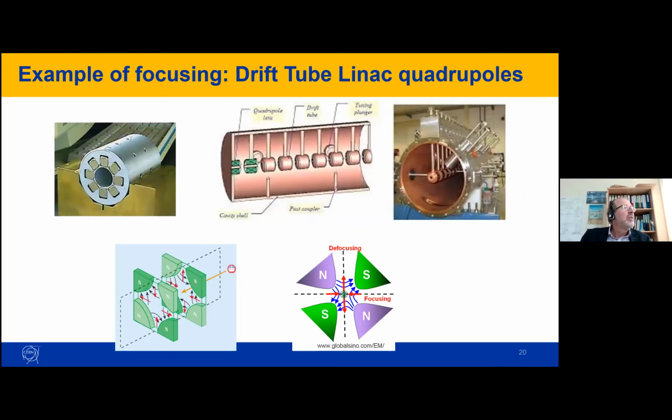Examples of focusing, you see quadrupoles of different types. You can also use very small permanent magnet quadrupoles. In a LINAC, you have a nice way to do it because you can hide your quadrupoles inside the tubes, inside the drift tubes. This is why these tubes are so large in diameter. In this way, you have created a system which is at the same time accelerating and focusing, which is what you have seen before, this drift tube LINAC. Great. So now we have learned how to build a LINAC, but is it all?